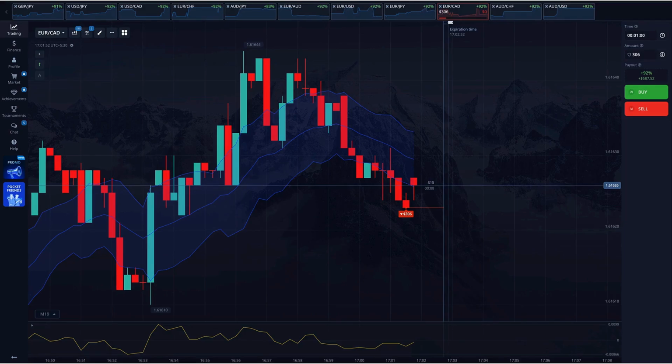Do you see that red candle? It hasn't just touched the lower Keltner channel. It is forcefully closed outside of it. That is our breakout signal.